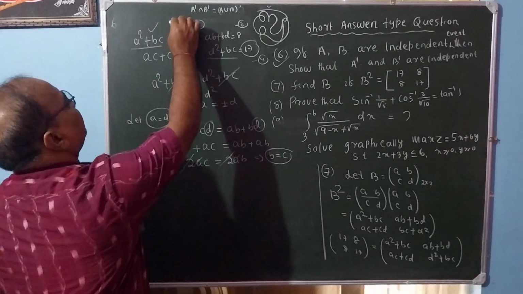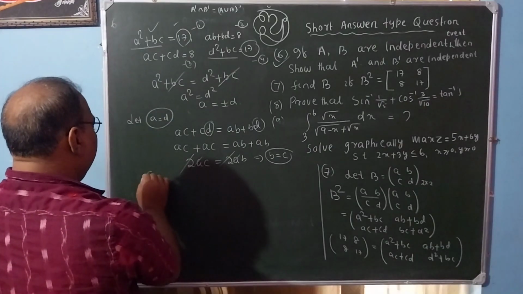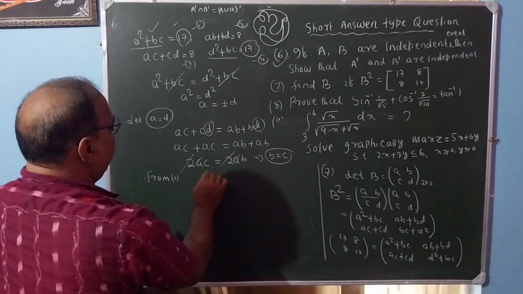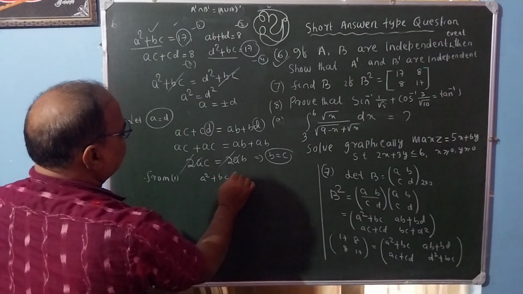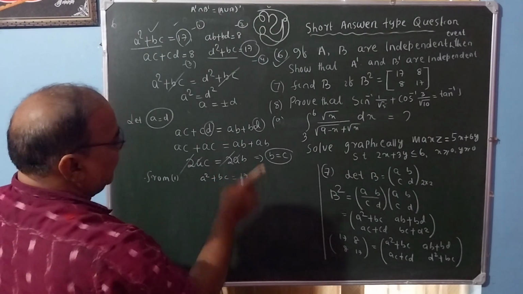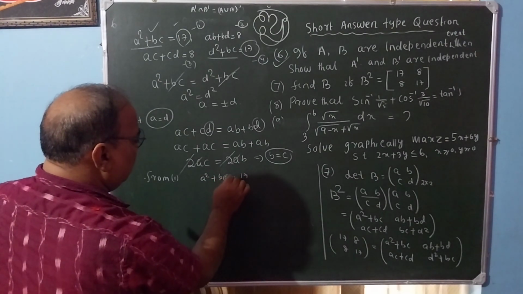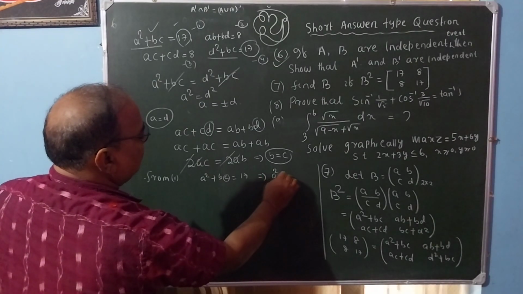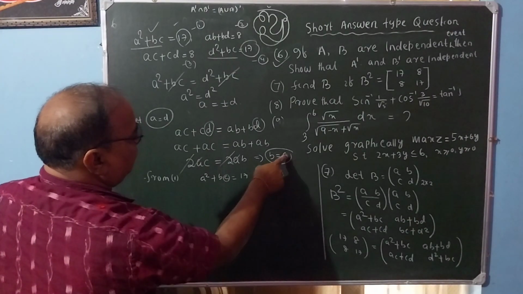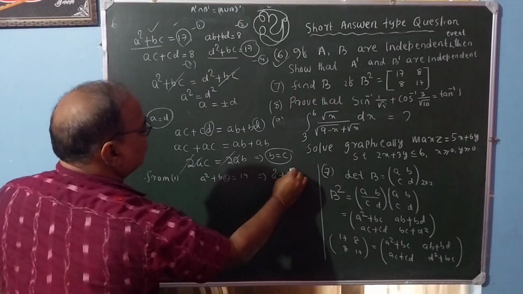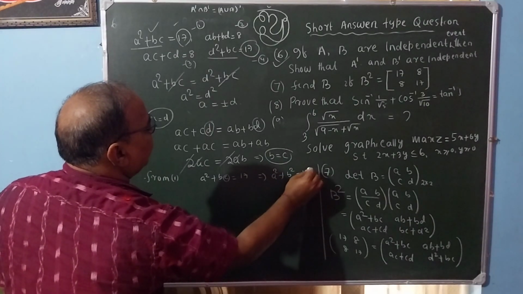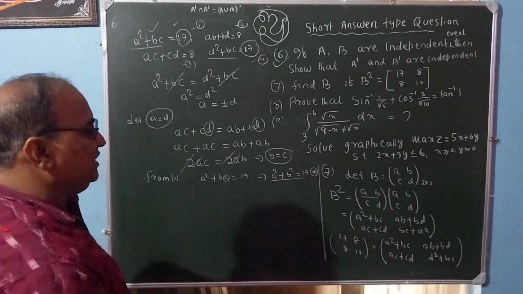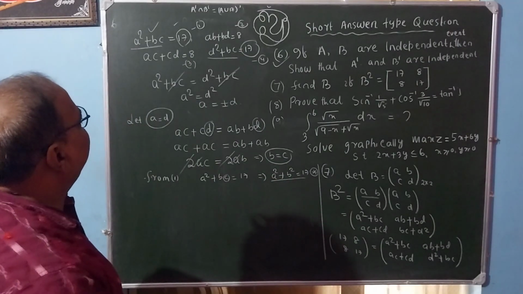Now from 1, write down: from 1, A square plus BC is equal to 17. In place of C, we have to put B. So that implies A square plus, in place of C, B, it is B square, is equal to 17. Here it is star: A square plus B square is equal to 17.